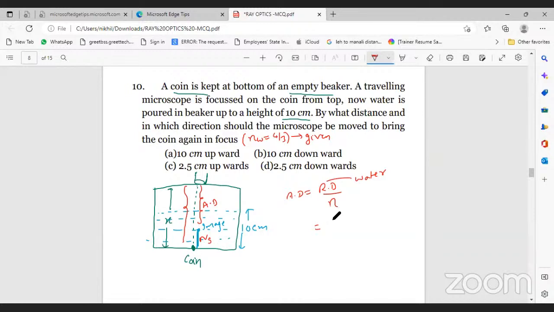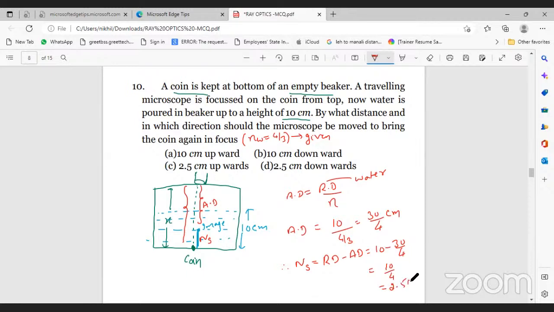So the real depth of water is how much? 10 centimeter. Refractive index is 4/3, so 30/4 centimeter is the apparent depth. Therefore, can you tell me what is the shift in the object? That is called normal shift: real depth minus apparent depth. So that is 10 minus 30/4, that is 40 minus 30, that is 10/4.